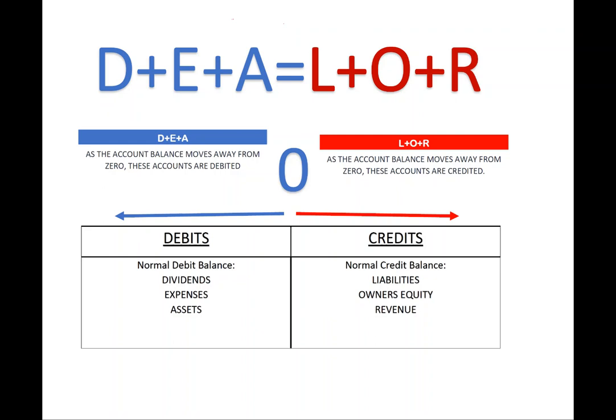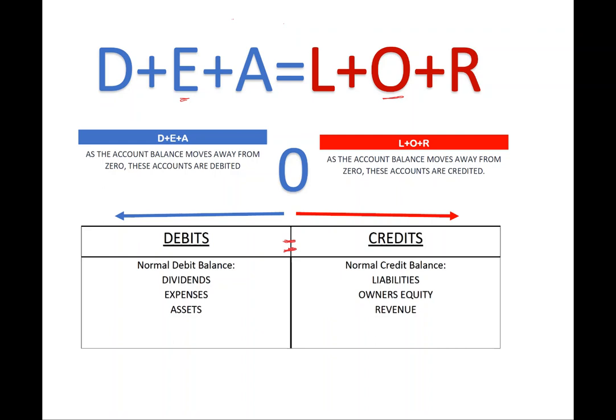Now, I will point out that I've switched from an E for equity to owner's equity, primarily so when you're dealing with expense on the left and equity on the right, it will help you keep them straight. So again, dividends plus expenses plus assets equal liabilities plus owner's equity plus revenue. Keep in mind that what's on the left side of the equation always has to equal what's on the right side of the equation, and that debits always have to equal our credits when we're recording journal entries.